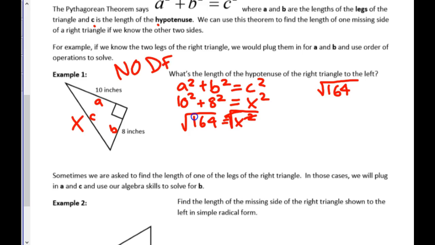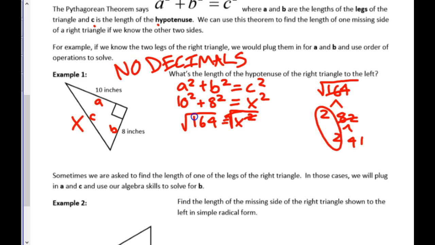No decimals, please. Because remember earlier this week, we learned how to do a factor tree. So 164 is 2 times 82. 2 times 41. 41. Is that prime? Trying to find some factors. 41 is actually prime. So I end up with 2 square root 41 as my answer. Alright.